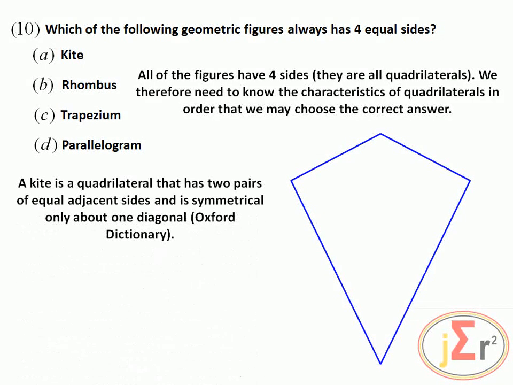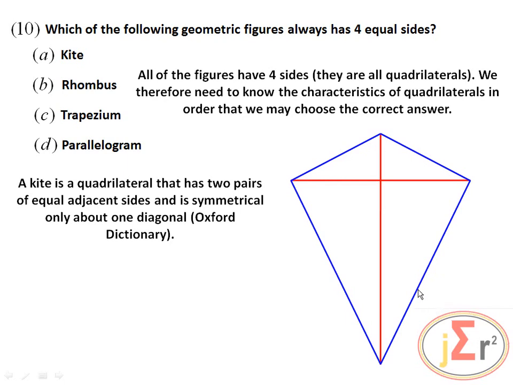A kite is a quadrilateral that has 2 pairs of equal adjacent sides and is symmetrical only about one diagonal, and that one is coming from the Oxford Dictionary. So from the Oxford Dictionary we learned that a kite is a quadrilateral that has 2 pairs of equal adjacent sides. So we have these 2 sides are equal, they are adjacent to each other, and these 2 sides are equal, they are adjacent to each other.